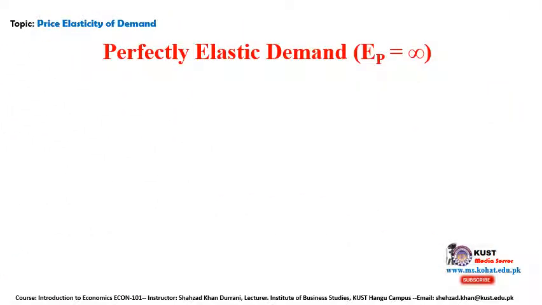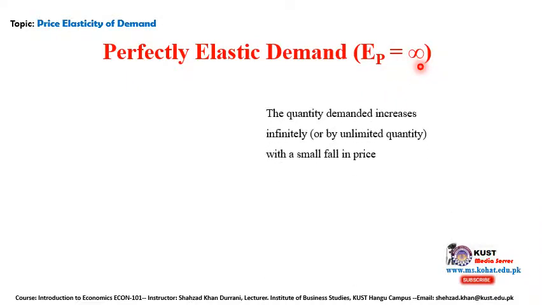So perfectly elastic demand, elasticity of demand is equal to infinity. What does it mean? It means that the quantity demanded increases infinitely, or you can call it an unlimited quantity, with a small fall in price, for example. Let's say the price of gold is slightly reduced. You can see that the quantity demanded increases infinitely, right? There's a sudden, huge increase in the quantity demanded.